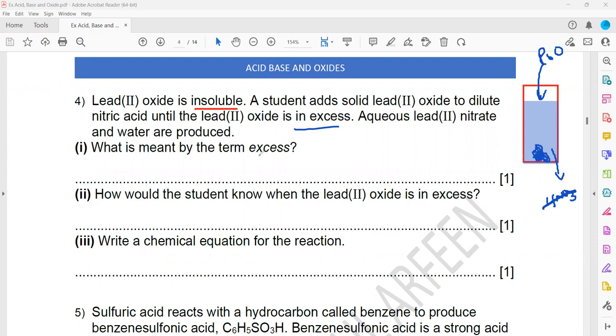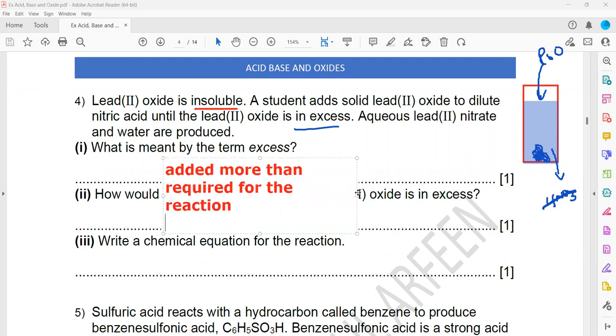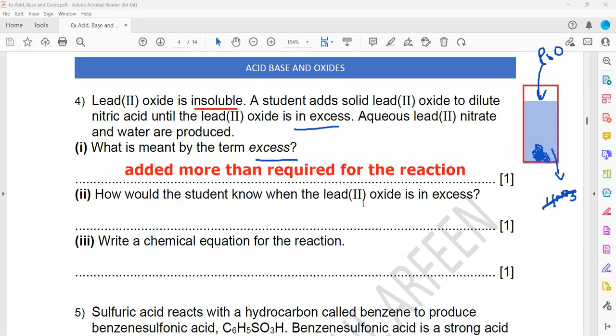What is meant by the term excess? How do we define the term excess? More than enough, or more than the required quantity for the reaction. You can simply write more than enough, or added more than required for the reaction. That's also correct. How would the student know that lead oxide is in excess? How will he identify that he has added enough lead oxide? Until no more solid is dissolving, so no more solid dissolves.